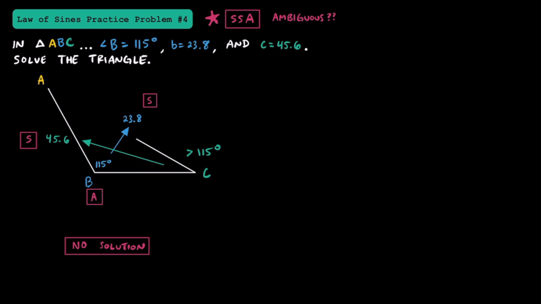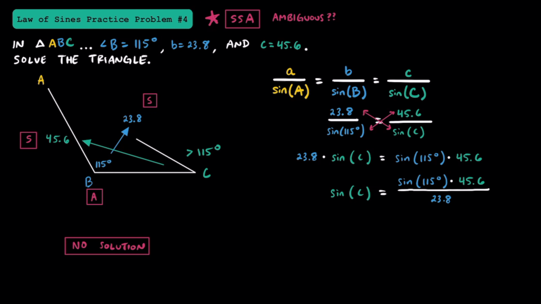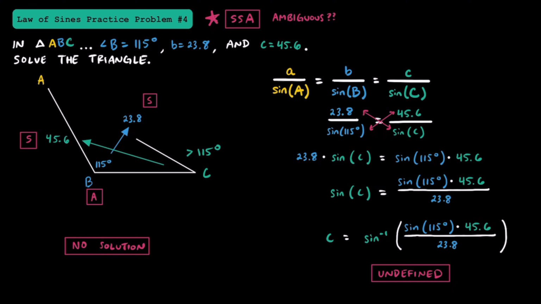Now let's just say that you didn't notice this and you tried to draw a triangle and use the law of sines. You went ahead and started by writing the law of sines, then you substituted in the information that you knew, you did some cross multiplication and rewrote the equation as 23.8 times sine of angle C is equal to sine of 115 degrees times 45.6. Then you divided both sides by 23.8 to write sine of angle C is equal to sine of 115 degrees times 45.6 all over 23.8. And finally, when you take the arc sine of the entire right side, you'll find out for angle C that you get an undefined message in the calculator.